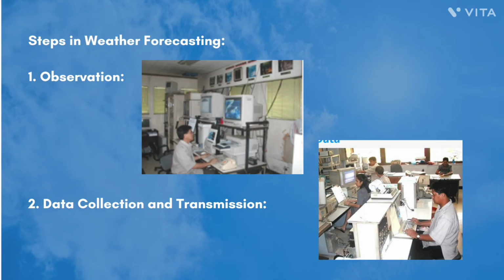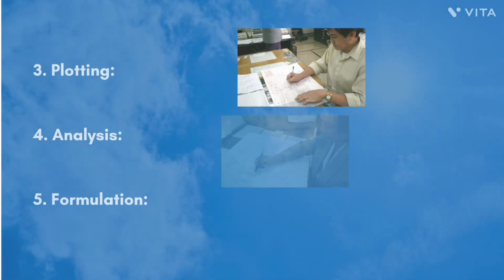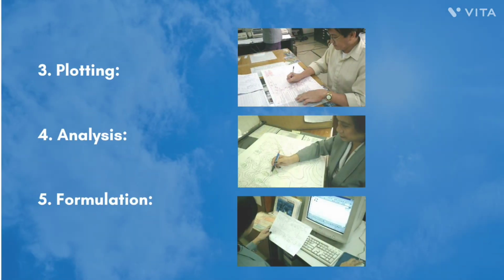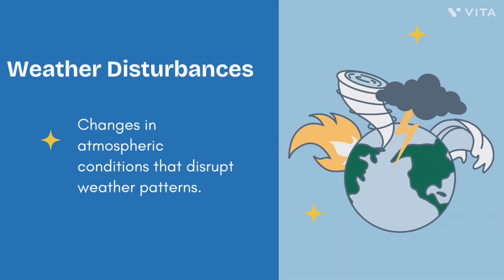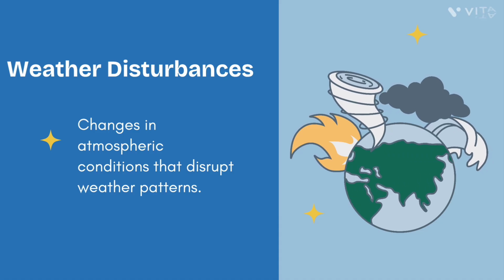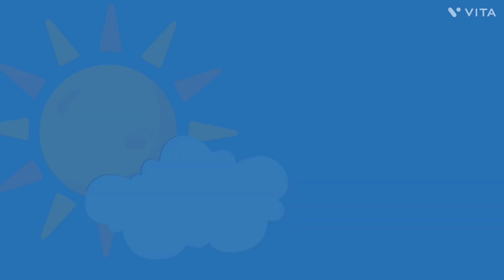First is the observation. Second is the data collection and transmission. Third is the plotting. Fourth is the analysis. And last is the formulation of the weather forecast. What are weather disturbances? They are the changes in atmospheric conditions that disrupt weather patterns.